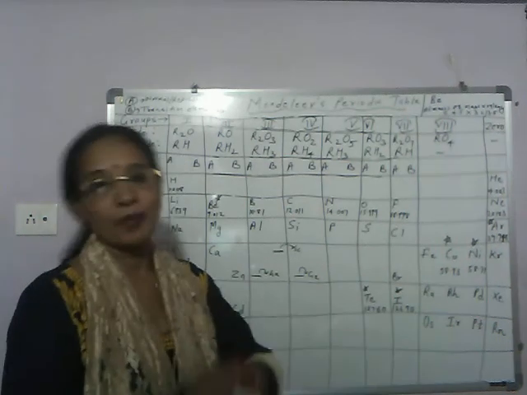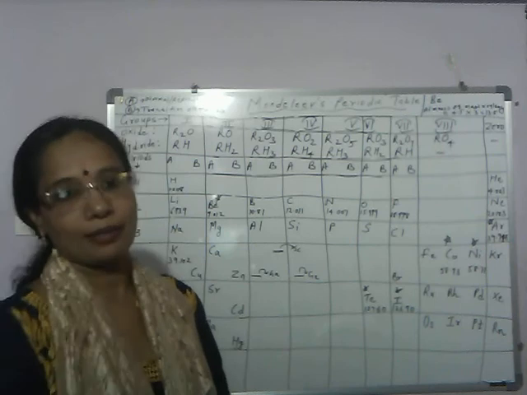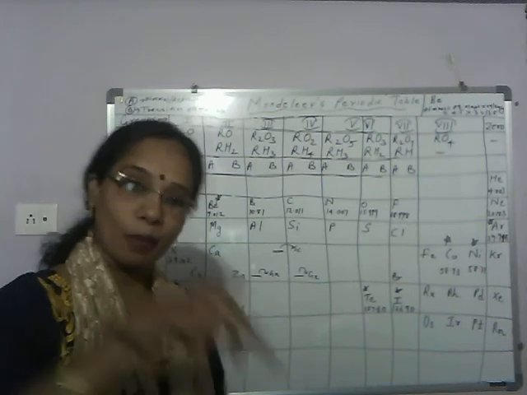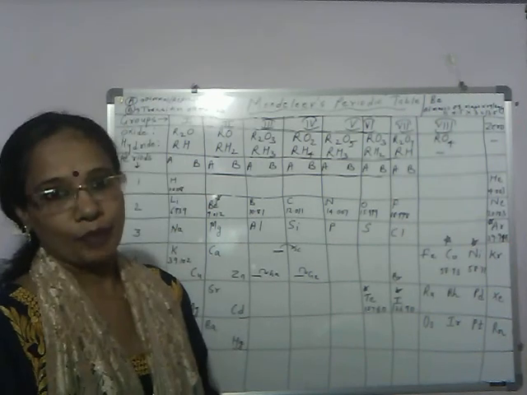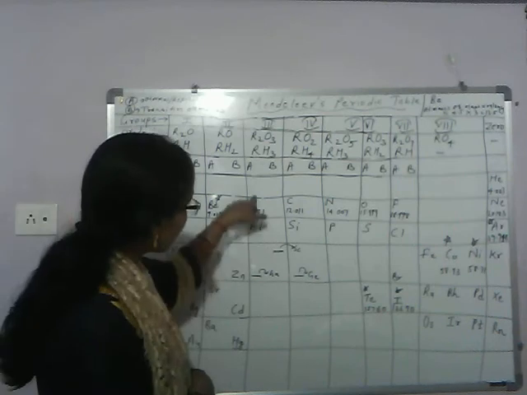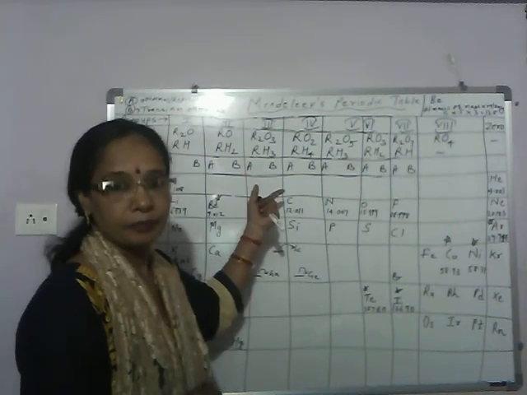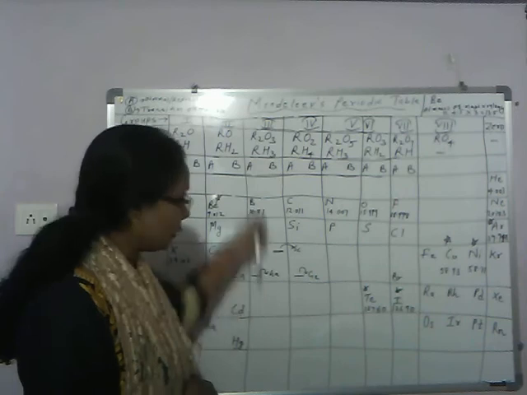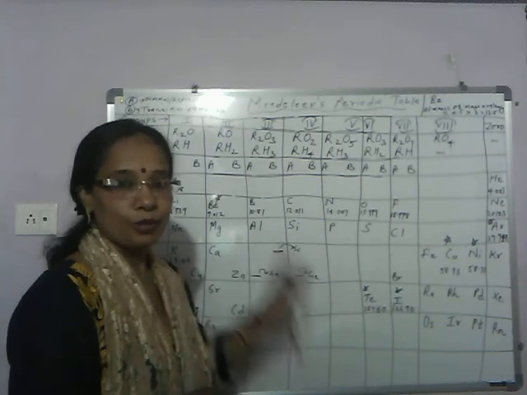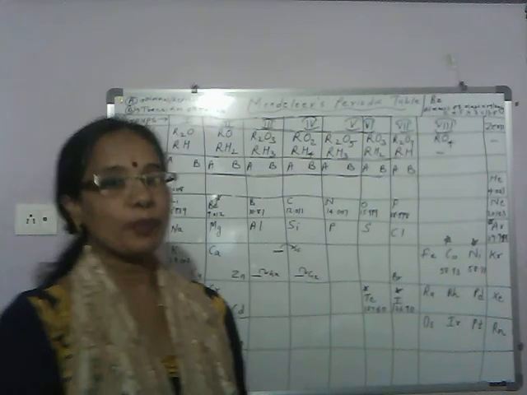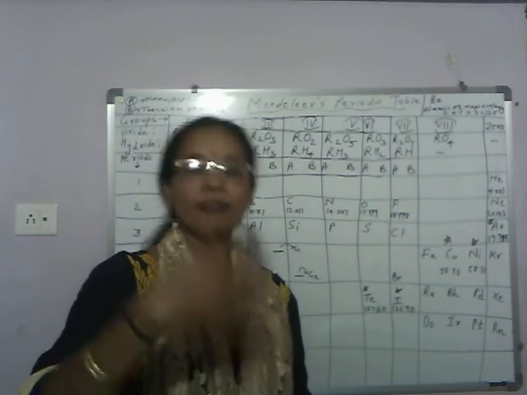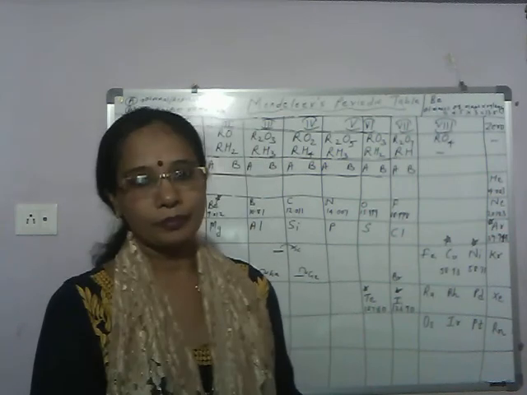He kept blank spaces there for those elements, and he also predicted the properties of those elements on the basis of the elements placed above this space. So the third advantage of Mendeleev's periodic table is prediction of new elements and their properties.